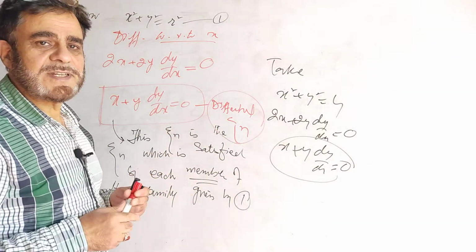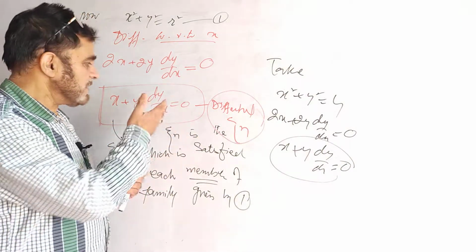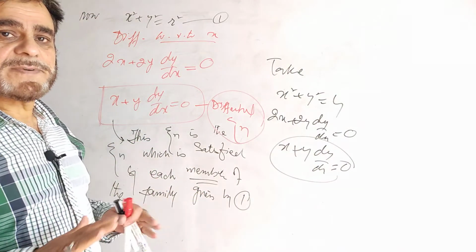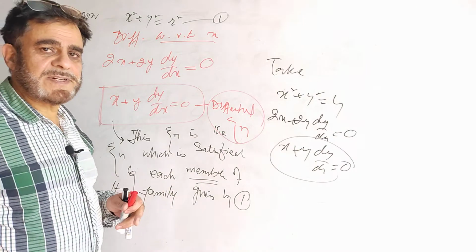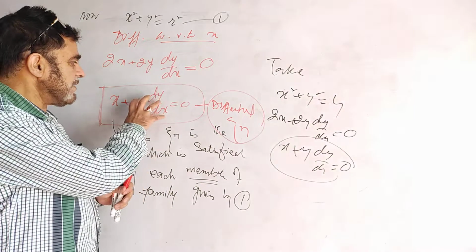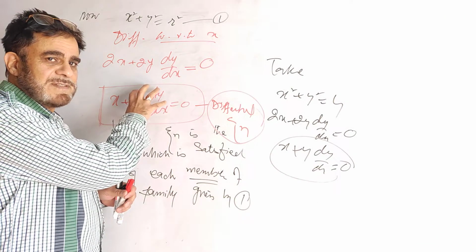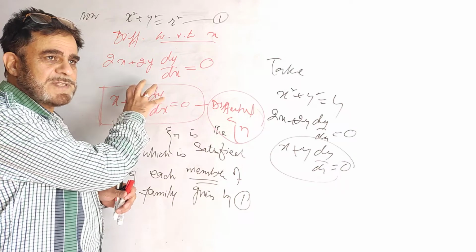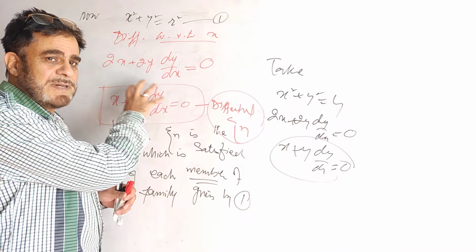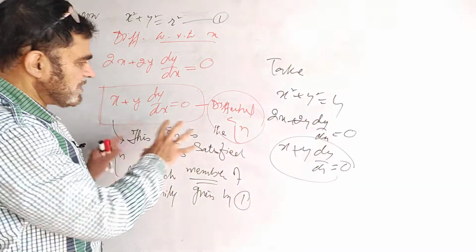Why differential equation? Because it contains a derivative. Because of the existence of the derivative, we give it the name differential equation. Otherwise, what is a differential equation? A differential equation is an equation which represents a family of curves, and it is satisfied by the members of the family of curves given by any curve of the equation. So this is the origin of that.